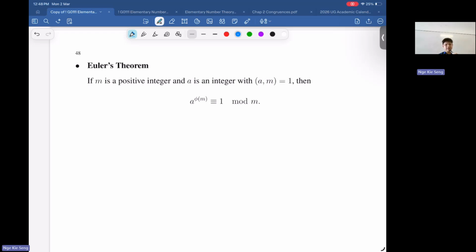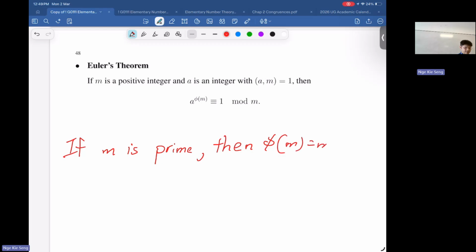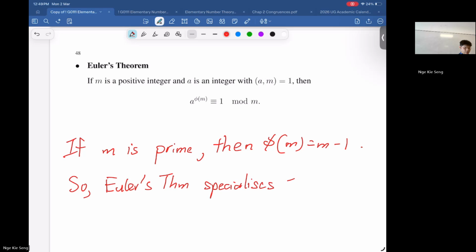Any question? So I'll say here, if m is prime, then phi of m is just m minus 1. So Euler's theorem specializes to Fermat's little theorem.